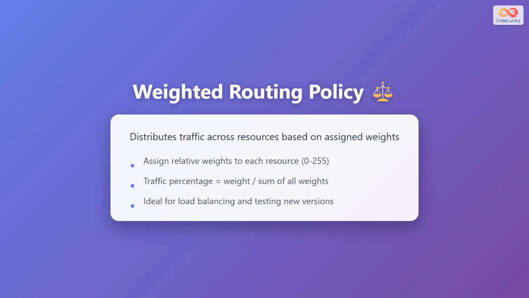Weighted routing policy gives you precise control over traffic distribution. With this policy, you assign a numerical weight to each resource, ranging from 0 to 255. Route 53 then calculates the percentage of traffic each resource receives by dividing that resource's weight by the sum of all weights. For example, if you have 3 servers with weights of 70, 20, and 10, they will receive 70%, 20%, and 10% of the traffic respectively. This policy is perfect for load balancing across multiple servers, or for testing new application versions by sending just a small percentage of traffic to them.